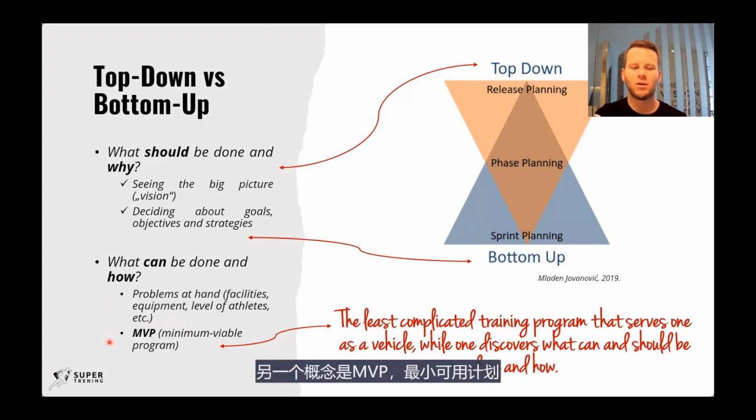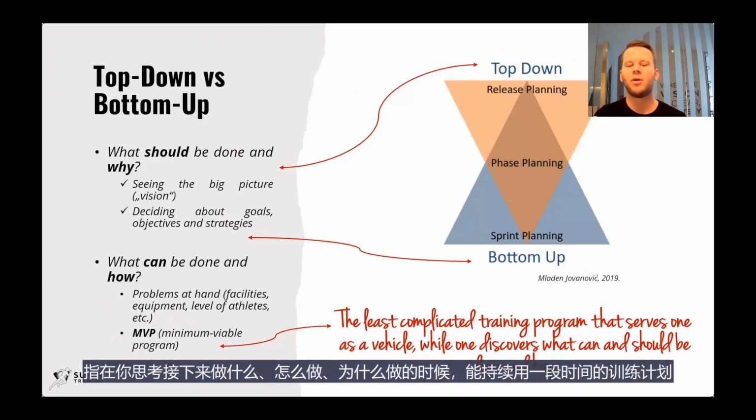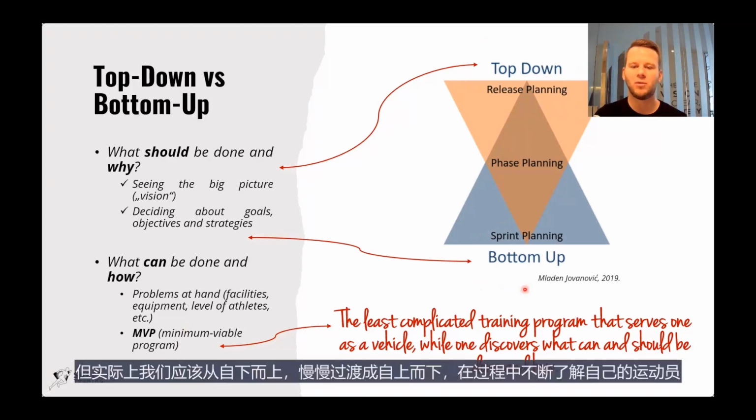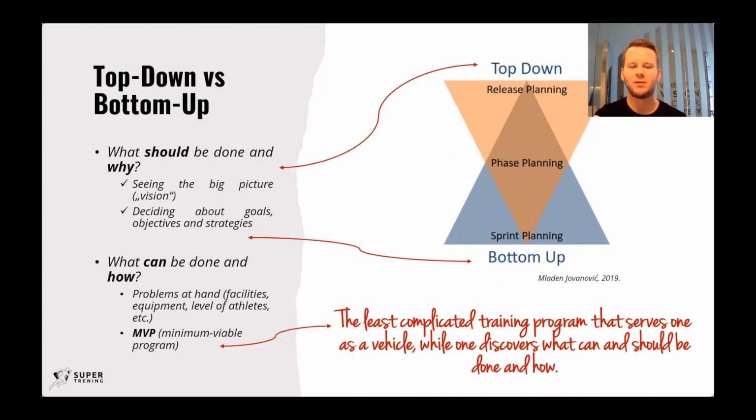Another important concept is MVP, which is minimum viable program. That's just the program that you will do in the meantime while you're trying to figure out what can be done, what should be done, and why. In practice, we usually start from here and move down here. How it should be is start here and move up here as you're working and progressing with the team or athletes and you get to know them better and better.